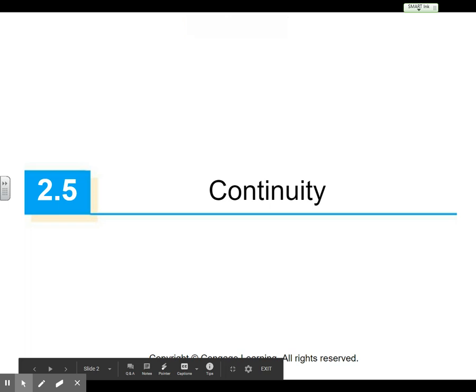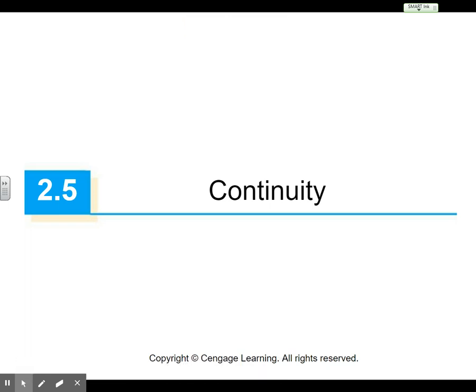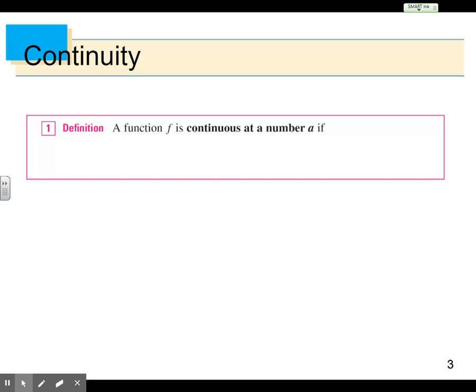All right, we're going to skip 2.4 this year. We're going to go to 2.5, and it's going to be covering continuity. The definition of continuity is going to be whether or not the limit of a function as x approaches a is equal to f of a. And that's going to tell me if it's continuous at a number a.